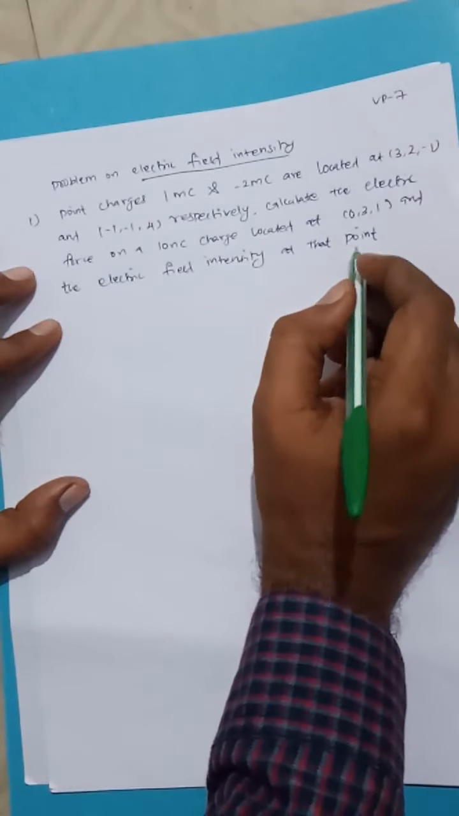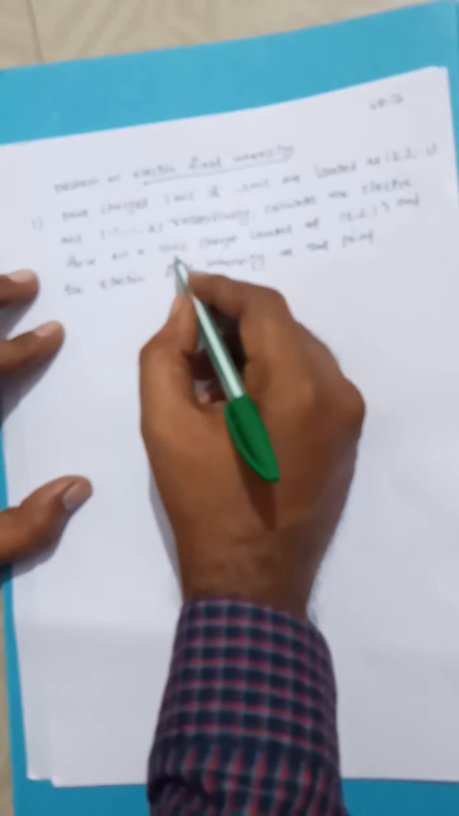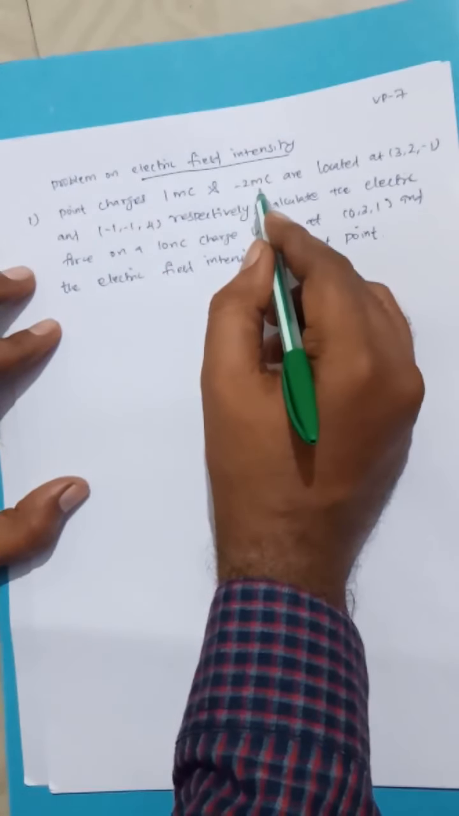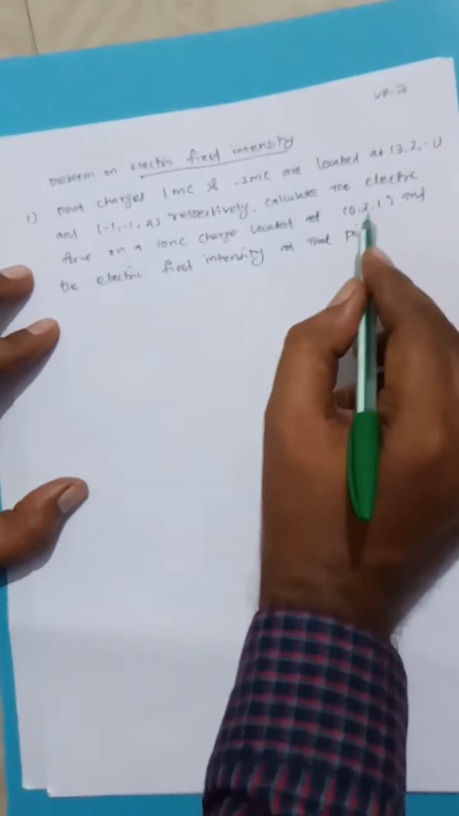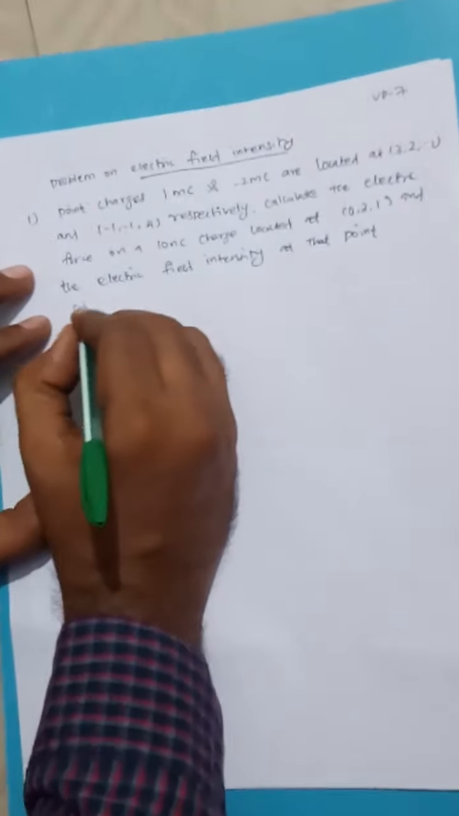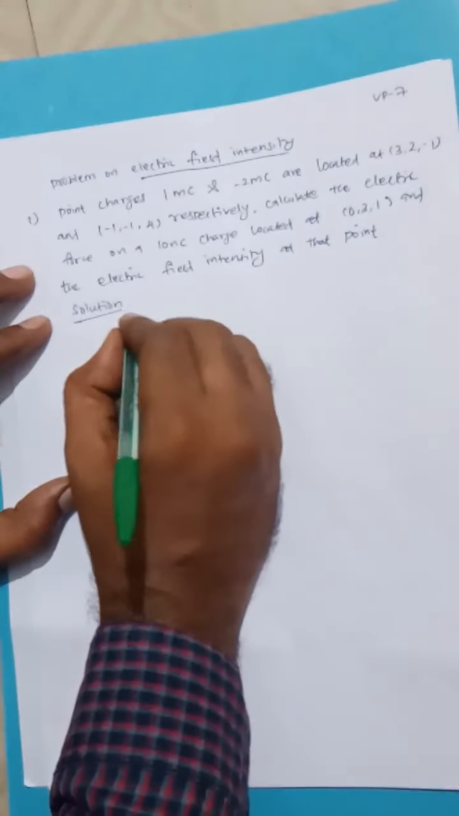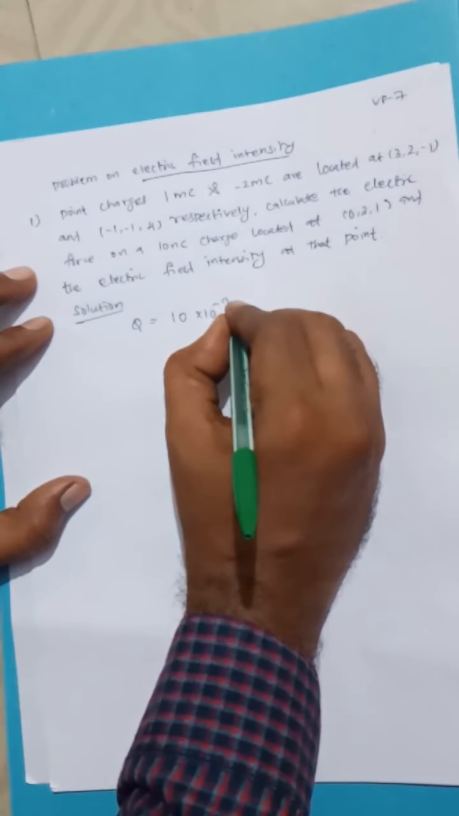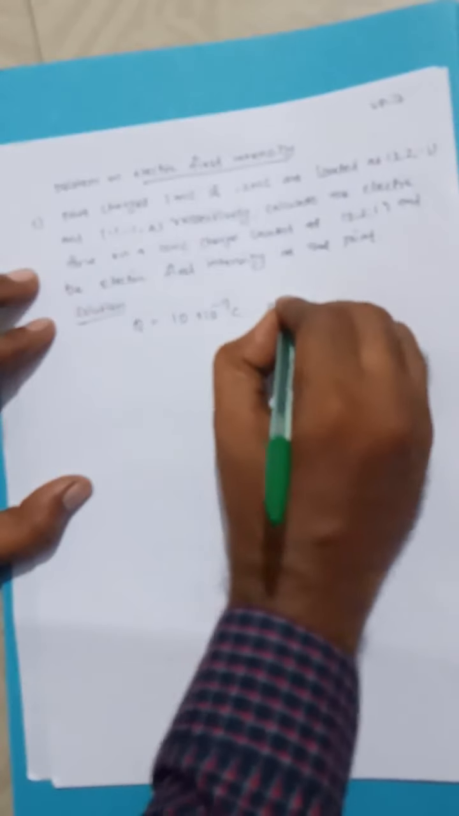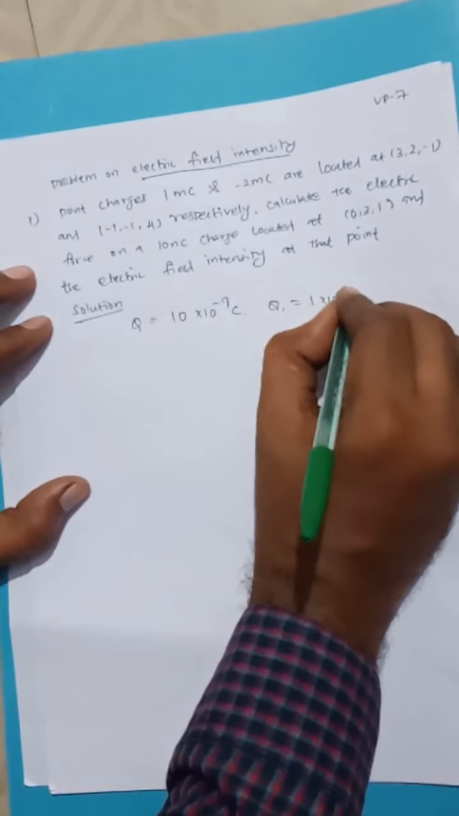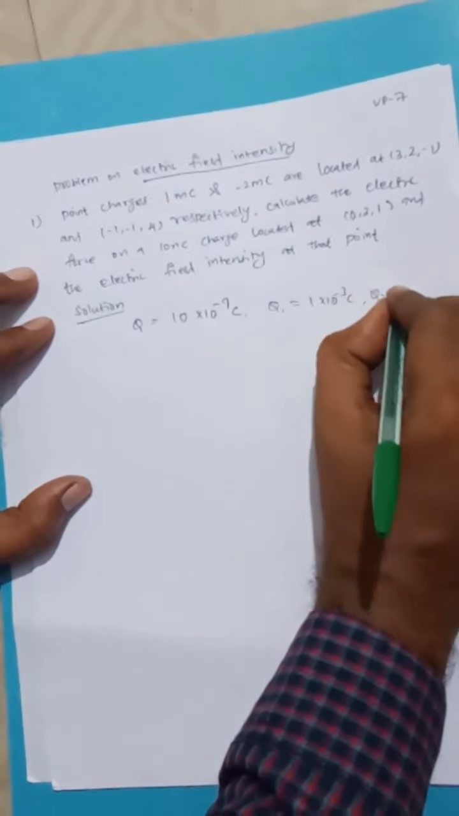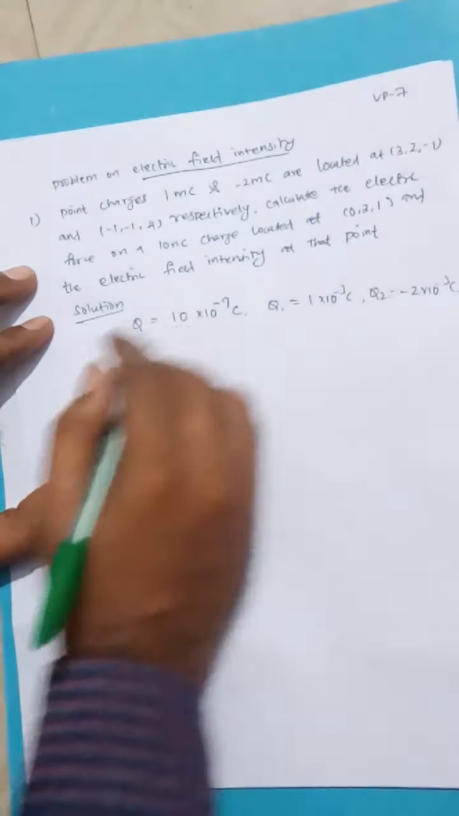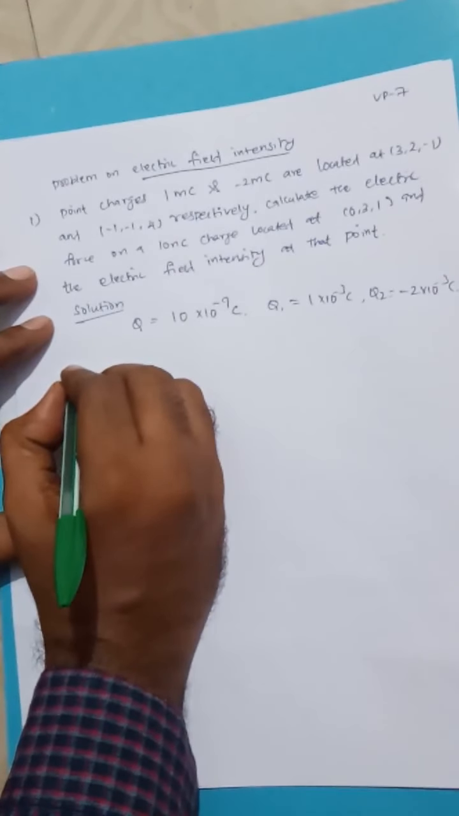intensity at that point. So we need to find the electric force on a 10 nanocoulomb charge at a point due to the charges 1 millicoulomb and minus 2 millicoulomb. Similarly, at the same point (0, 3, 1), you need to find the electric field intensity. So they gave the Q value, which is 10 nanocoulomb, that is 10 power minus 9 coulomb, and charge Q1 is 1 millicoulomb, that is 10 power minus 3, and Q2 is minus 2 millicoulomb. So now we need to find first the force on that point.